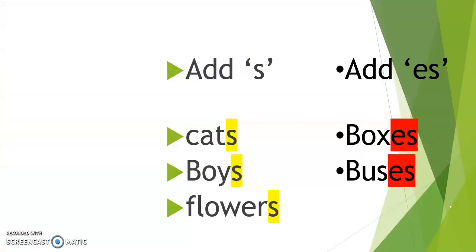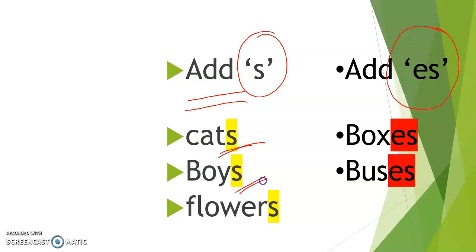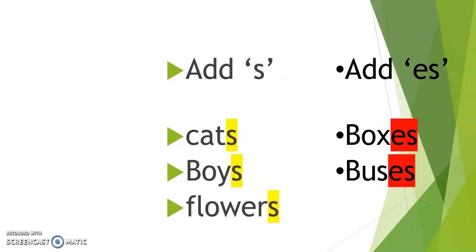Now, how to make plurals? We can simply add s, and there is something new for you, that we can make plurals by adding es. Can you see in the yellow color? It's all s. But here with some words, we'll be using es. Okay. Now, I will explain how and when we are going to use es. First, look at some examples with s.